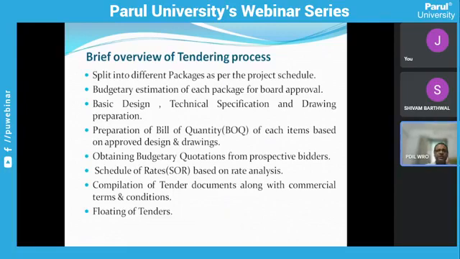Now the brief overview of the tendering process. If we just look at these steps, then you will understand how the tendering process is done. Depending upon the type of project and the schedule, we have to split into different packages, and the budgetary estimation of each package is taken for board approval. And the technical specification and drawing preparation are done. Then the bill of quantity, that means what equipment you have to purchase, the number of each piece of equipment required, and the scope of supply and scope of installation, all these things are mentioned in this BOQ.